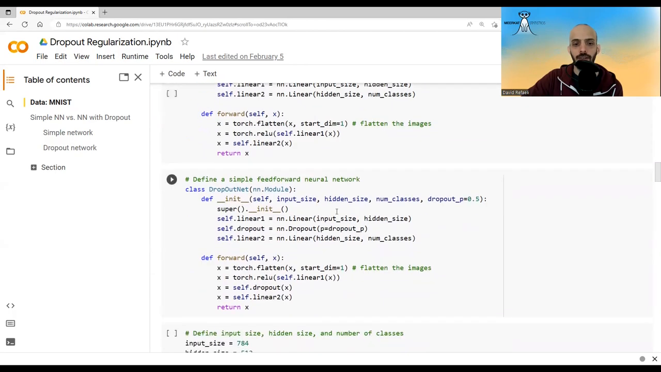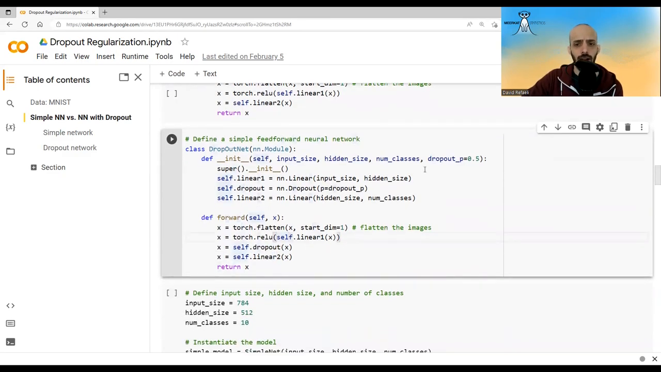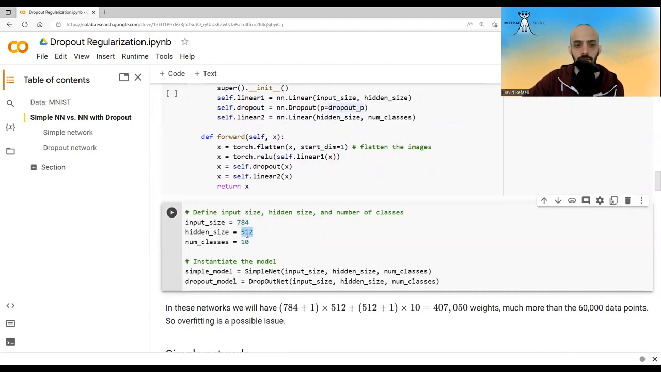To add dropout, the only thing you do is create a new dropout layer and pass your outputs through it. Here we only have one hidden layer. We take the outputs of this hidden layer, pass them through a dropout layer, and then pass them through the second linear layer. This takes care of the dropout. We do need to give it a dropout probability. I set it to 0.5 by default and didn't change it. These will be the input dimension, hidden dimension, and the final output dimension.